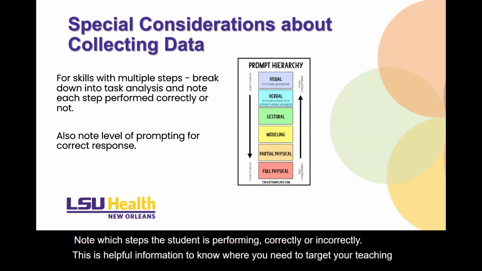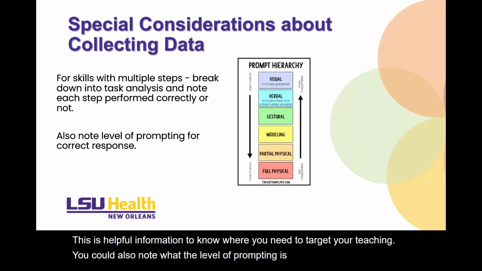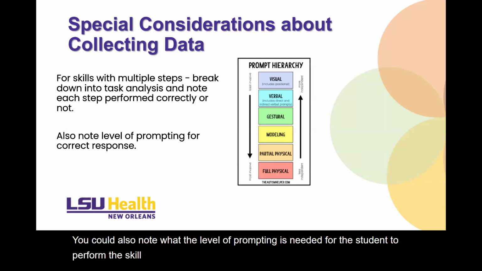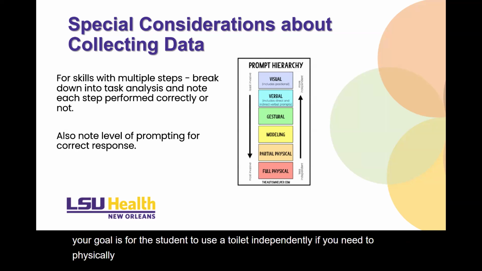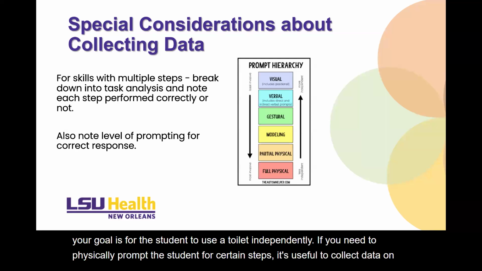You can also note what level of prompting is needed for the student to perform the skill correctly. For example, using the same toileting example, your goal is for the student to use the toilet independently. If you need to physically prompt the student for certain steps, it's useful to collect data on that so you know when to try to fade the prompts.